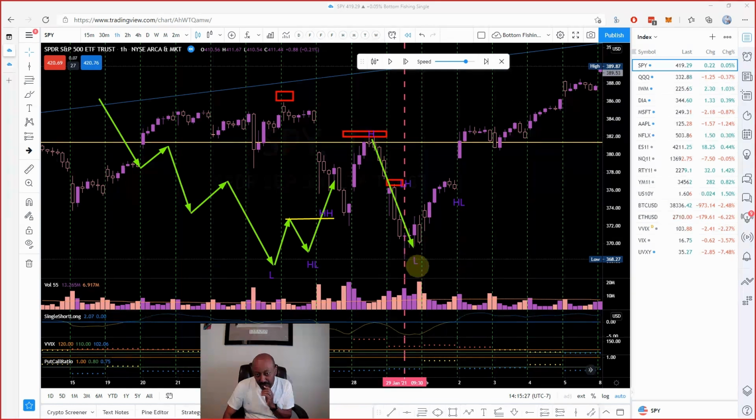Okay. So here's the low. This low is right here. This higher low is right here. Got it. Now where is this higher high? This higher high would be when you break this high, which you have broken it here.